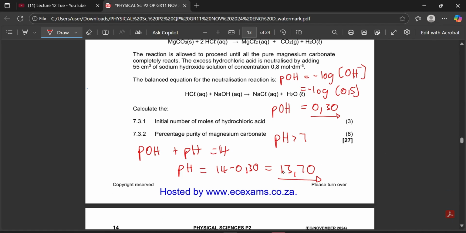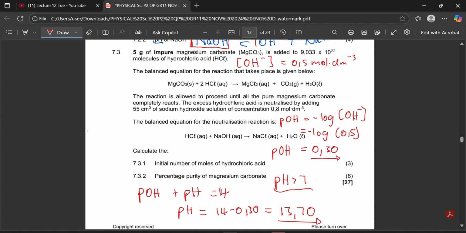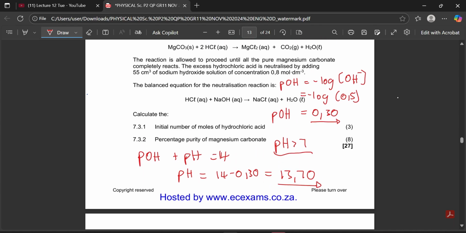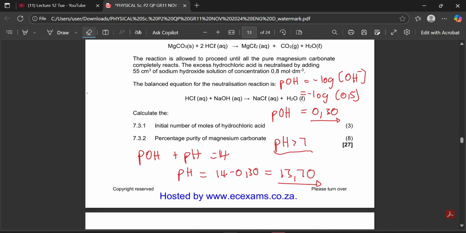And notice something, 13.70 is not really that far from 14, you know? So you would basically confirm that your pH is correct, because now you know that the pH for starters is greater than 7, meaning it's basic, and it's closer to 14, meaning it's a strong base, and you actually do know that sodium hydroxide is, in fact, a strong base. Okay, cool. I think that covers the question.